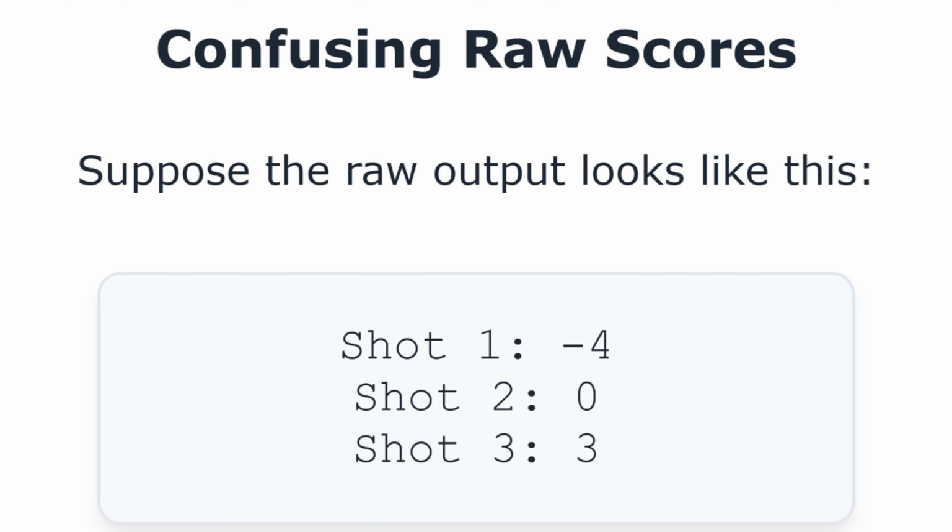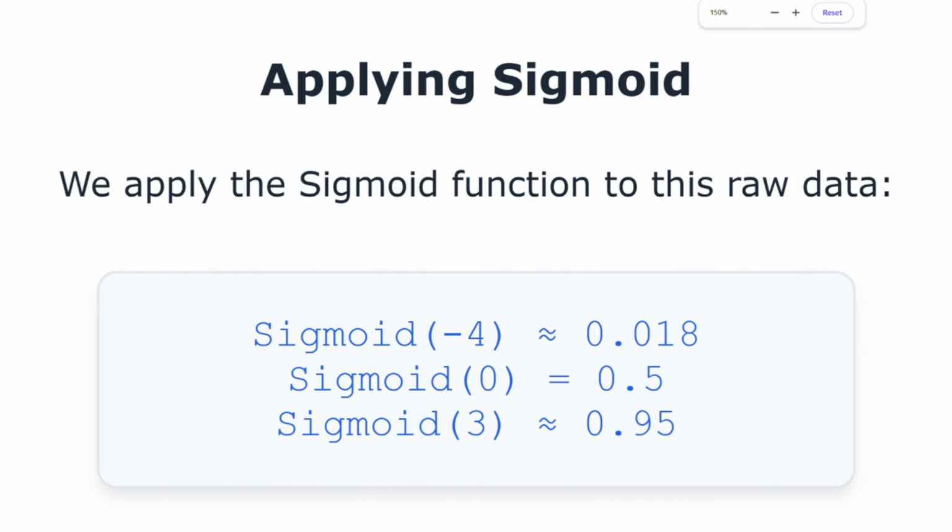So we apply the sigmoid function to this raw data. After applying the sigmoid function, we get probabilities like this. Sigmoid -4 is approximately 0.018, which means a very low chance. Sigmoid 0 is 0.5, which means a 50-50 chance. Sigmoid 3 is approximately 0.95, which means a very high chance.